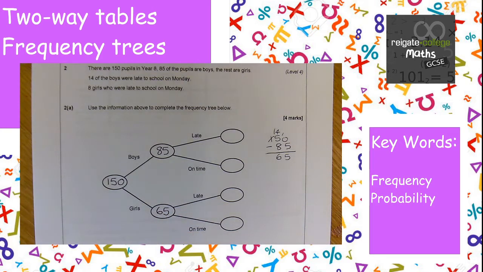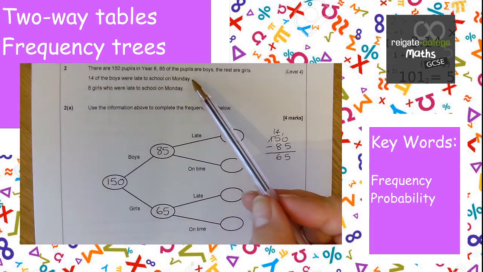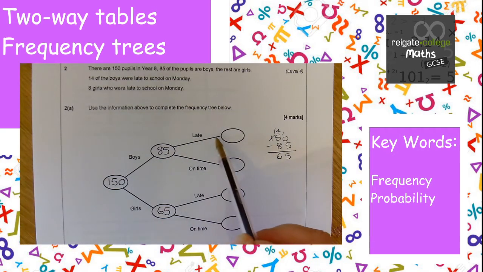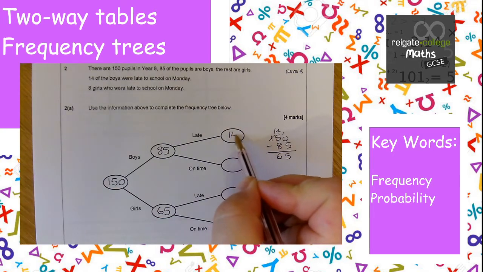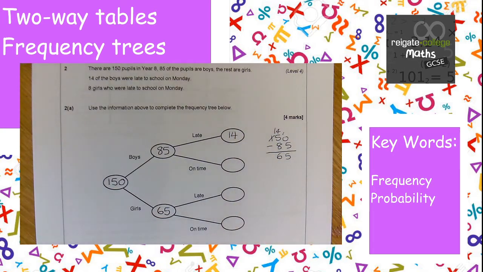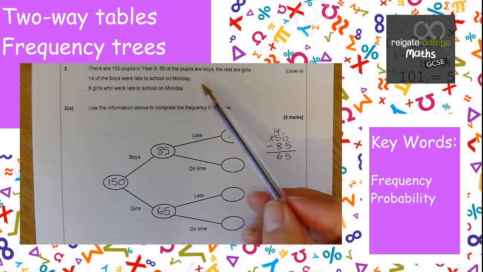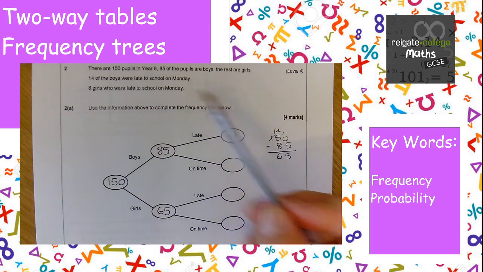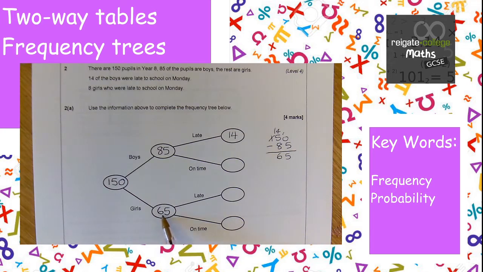The next piece of information I'm given is with regard to the boys and the fact that 14 of the boys were late on Monday. So looking at the late branch, I can put 14 in this box here, and then the second piece of information says 8 of the girls were late. So looking at the girls branch, in the late box I can put 8 here.